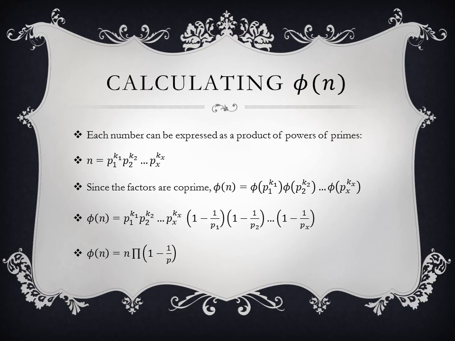Now we are ready to get a general formula for phi of n. Every positive integer can be expressed as a product of powers of primes. These prime factors are all relatively prime to each other, so to calculate phi of n, we find the phi function of the powers of its factors and multiply the results together. Using the formula we discovered earlier for the phi function of powers of primes, we can rearrange this expression to learn that phi of n is n times the product of 1 minus 1 over each of its prime factors.